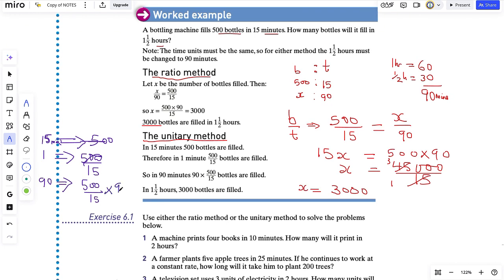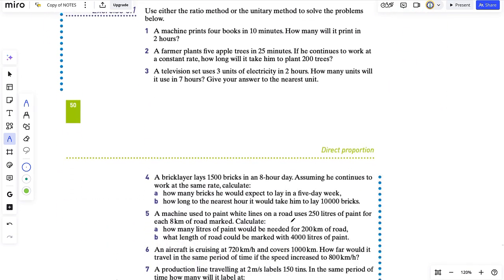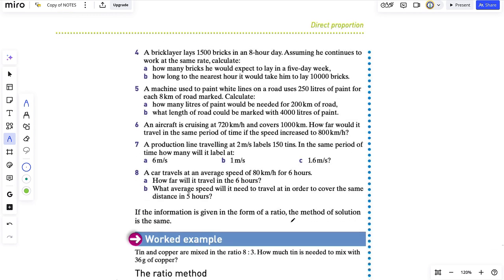So when we multiply 500 divided by 15 times 90, we will still get 3,000 bottles. 3,000 bottles will be filled in 1.5 hours. Is it okay? So this is how we solve proportion using the ratio method and the unitary method.